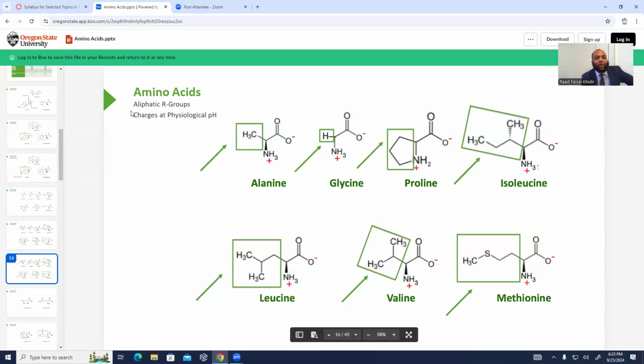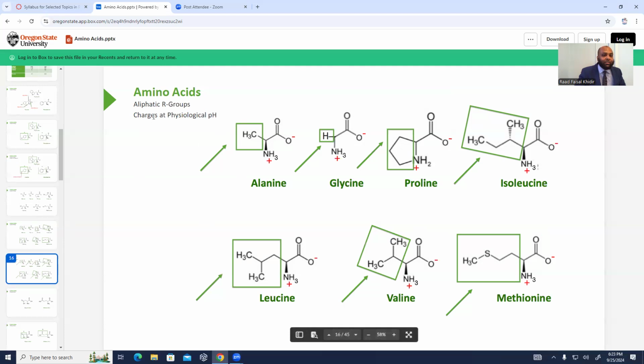And these aliphatic R groups have neutral charges at physiological pH. What is physiological pH? That one you've got to know. Physiological pH is 7.35 up to 7.45. It's a range, not a single number.